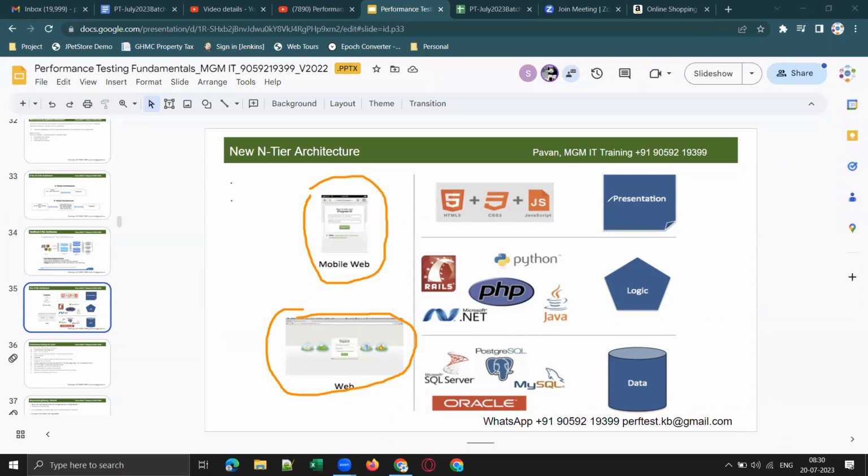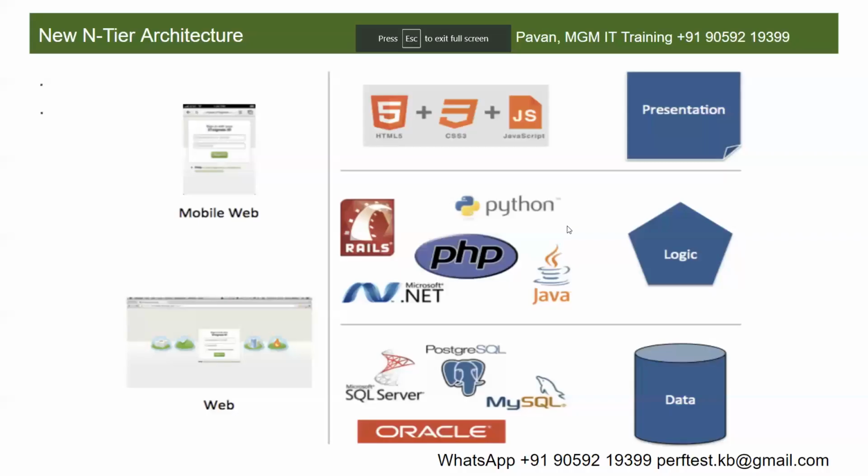Now let's understand what this presentation layer is made up of, what this logic layer is made up of, and what this database or persistence tier is made up of. First of all, the presentation layer may be developed using HTML, CSS, and JavaScript. Is it clearly visible or should I go to slides mode? Zoom in. The presentation layer is generally made up of HTML, CSS, and JavaScript.